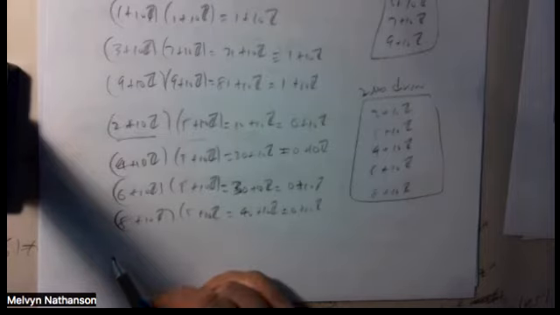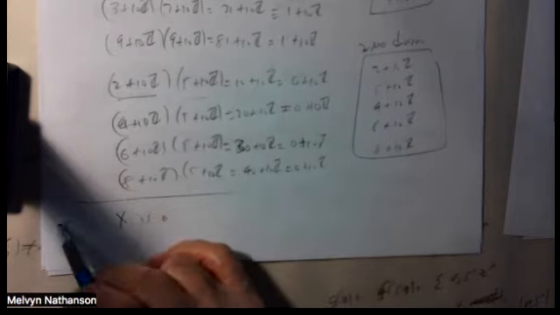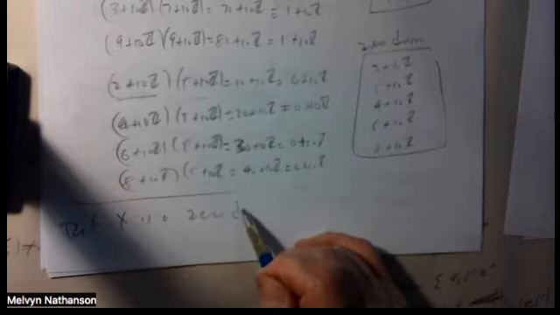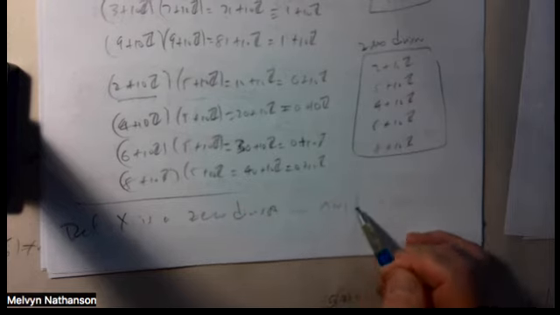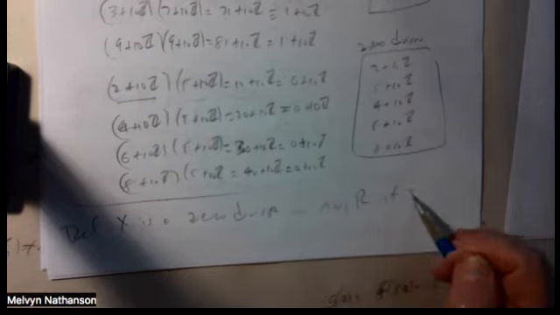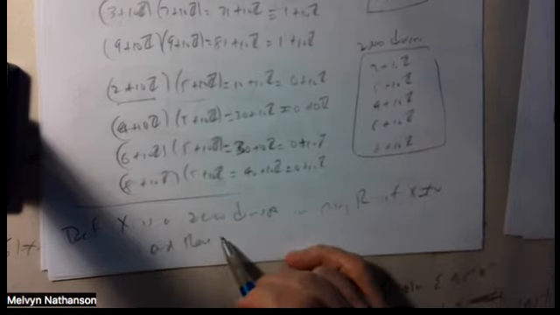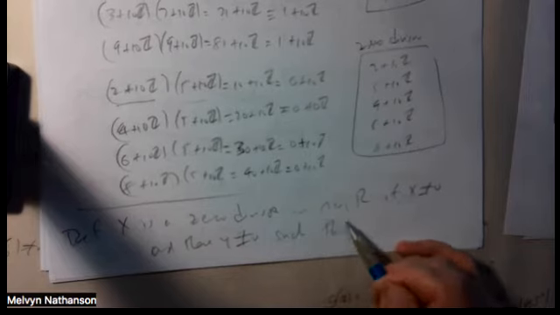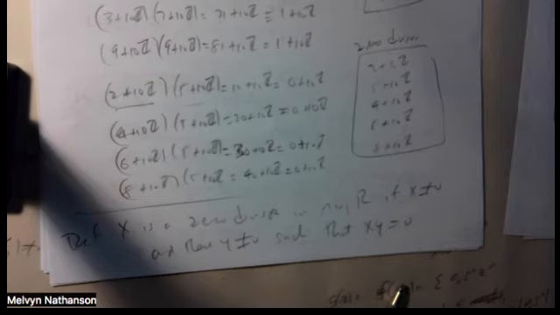Remember, this is the definition: x is a zero divisor in a ring R if x is not 0 and there exists a y not 0 such that x times y is 0. So you have a product of two non-zero elements equal to 0.